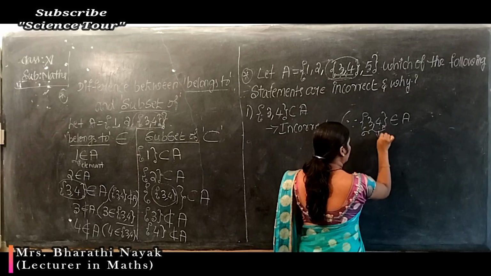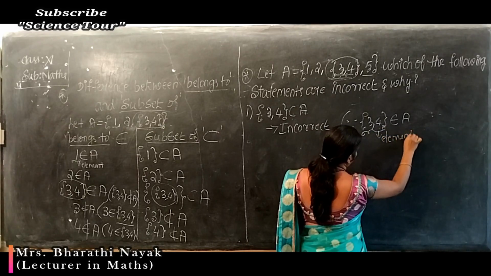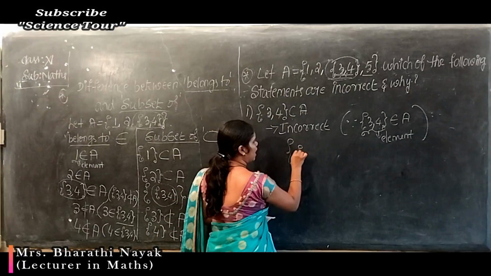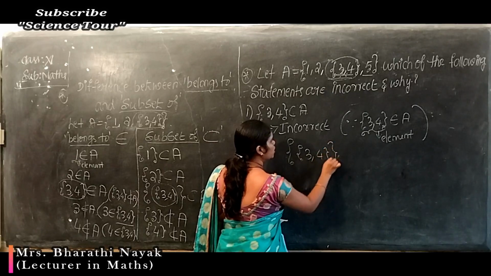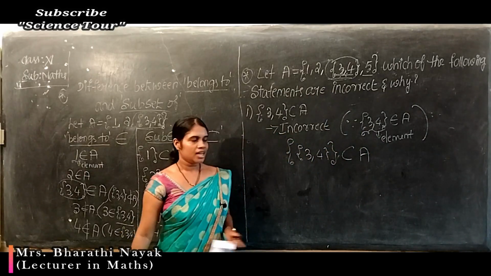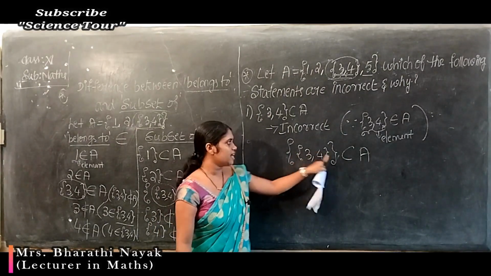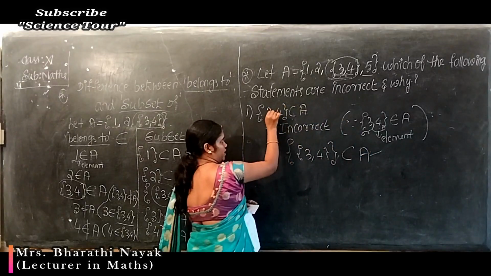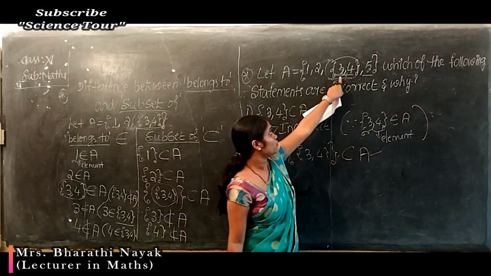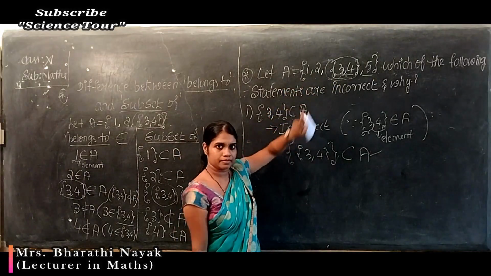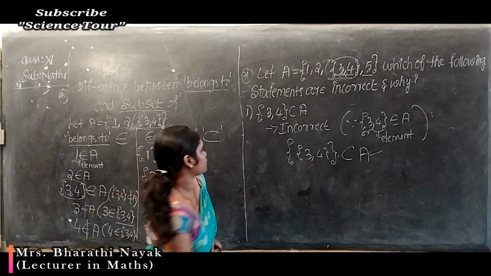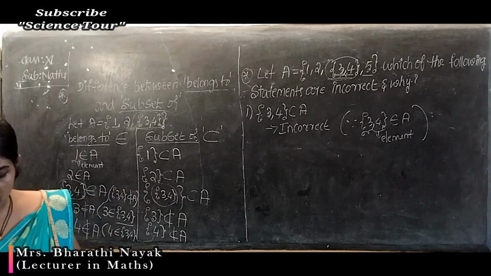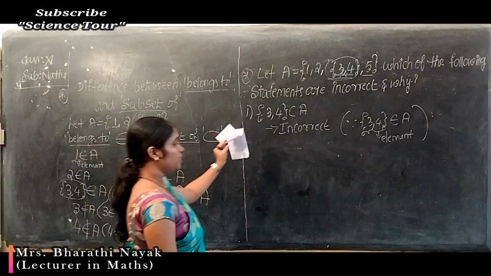This is one of the elements. But the same thing, if I put one more flower bracket around this 3, 4, then it is a subset. If I write this element 3, 4 inside the flower bracket, then it is a subset. This is correct. But this is not correct. This is incorrect because this is one of the elements, not a subset. So the first one is incorrect. The reason I have written here is that 3, 4 is one of the elements of set A. This is not a set.